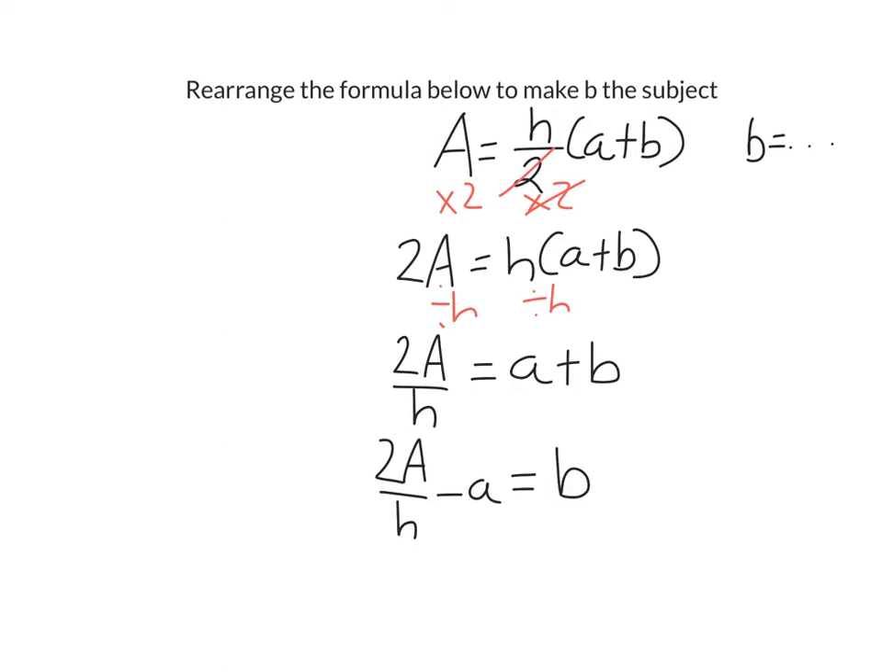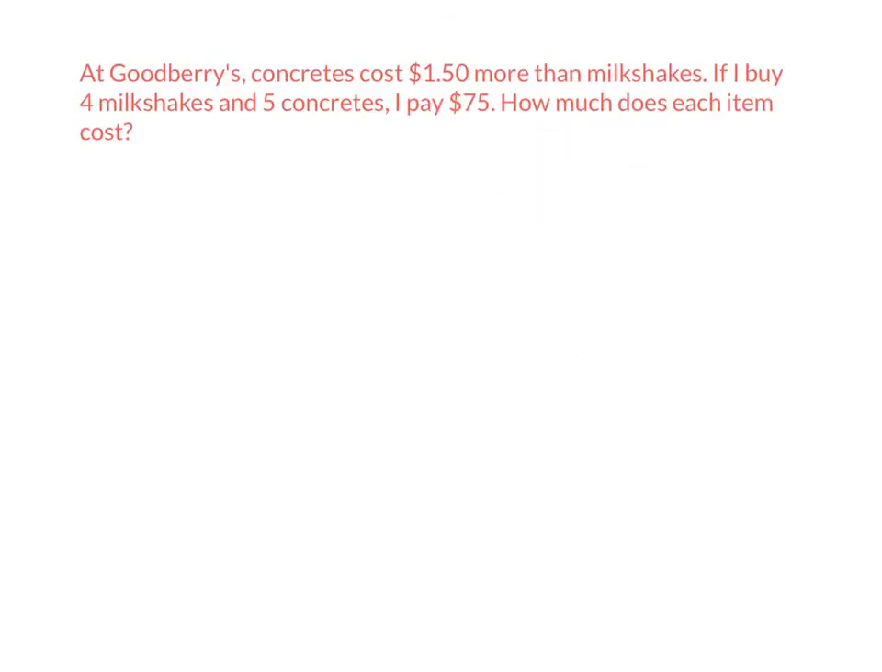Alright, let's now look at a worded equation problem. So at Goodberries, let's say concretes cost $1.50 more than milkshakes. I buy 4 milkshakes and 5 concretes for $75. I want to find out how much each item costs.